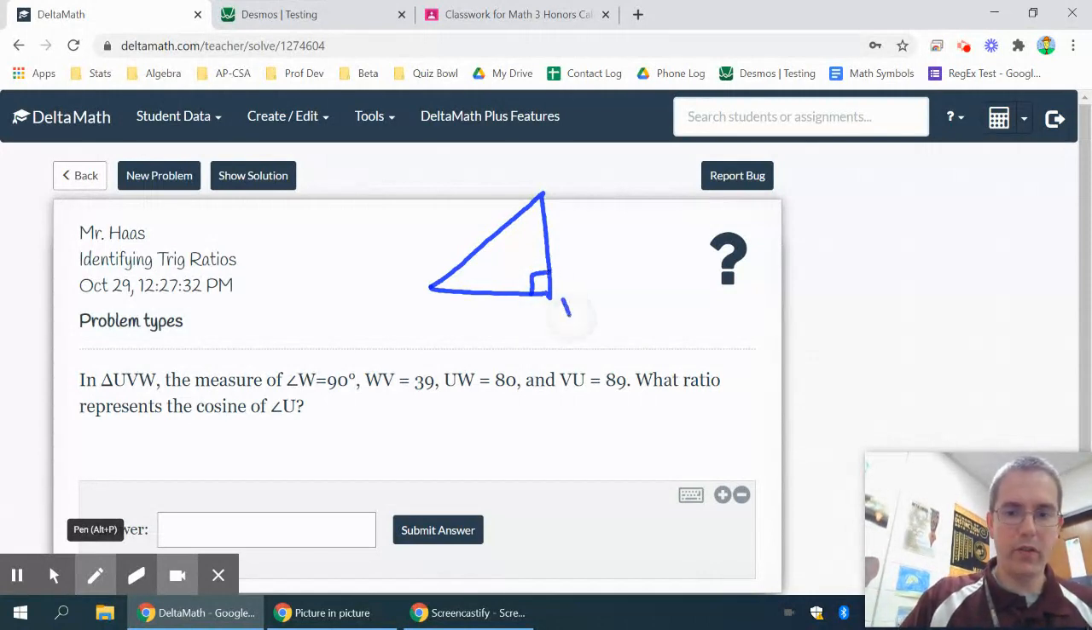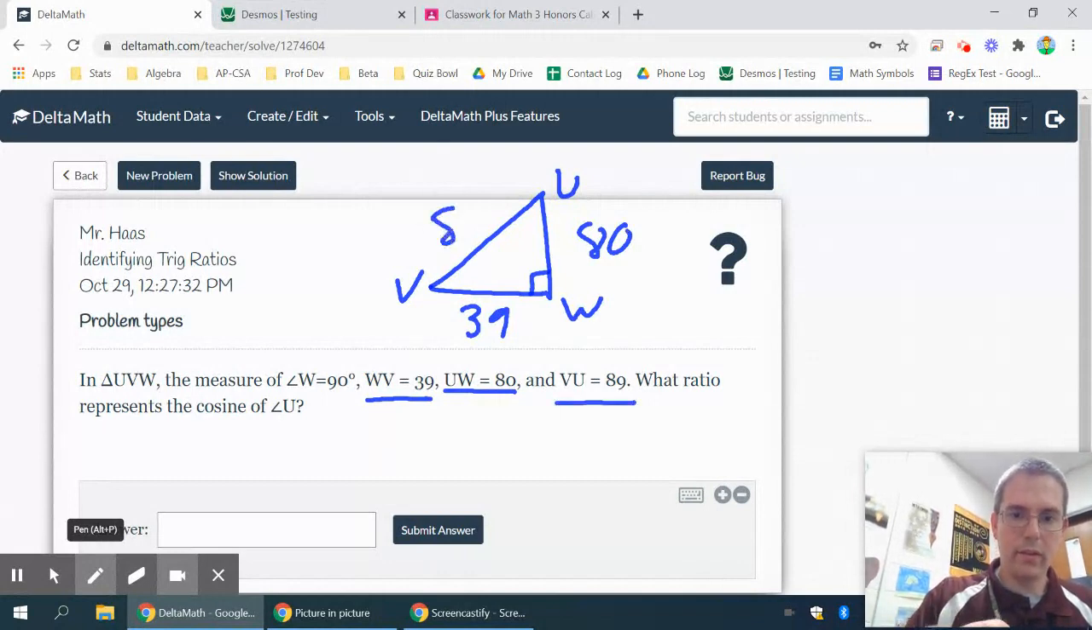W is 90 degrees, so W has to go there. And if it's triangle UVW, that means I'm going to have to start with a U, then I'm going to have to go around to a V and then a W. So U, V, W, like that. Now it says VW is 39, so the line going from V to W is 39. Then it says UW is 80, so the one going from U to W is 80. And then it says VU is 89, so this is 89.